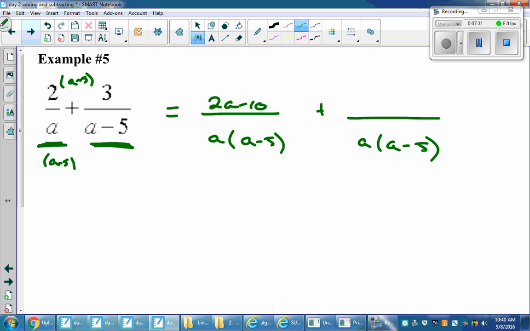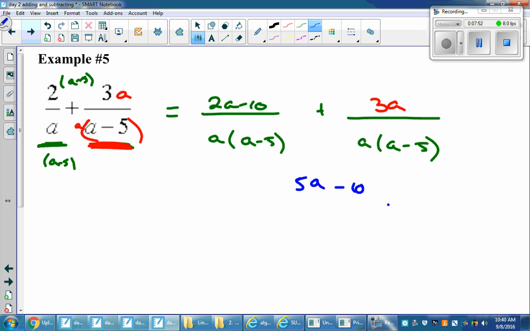Same thing in my second fraction. My second fraction, I had an a minus 5 already, but then all of a sudden my common denominator has an a in front. Well, if I multiply the bottom by a, I have to multiply the top by a, making that a 3a in the top. Once we have that common denominator, same place we've done before, we're going to combine like terms and then look to reduce. Combining like terms, 2a plus 3a is 5a.